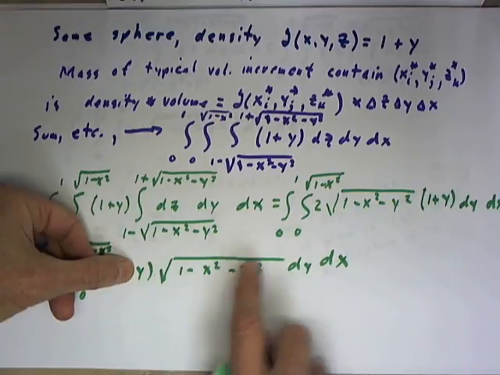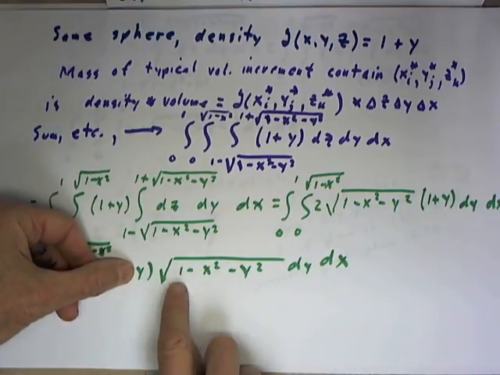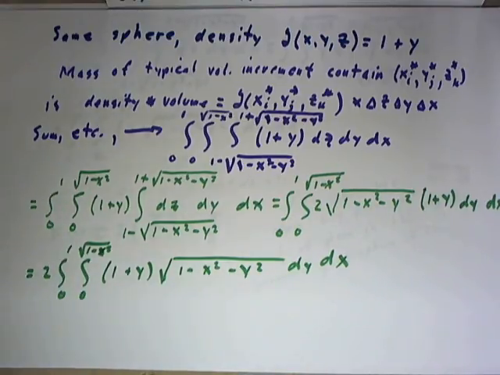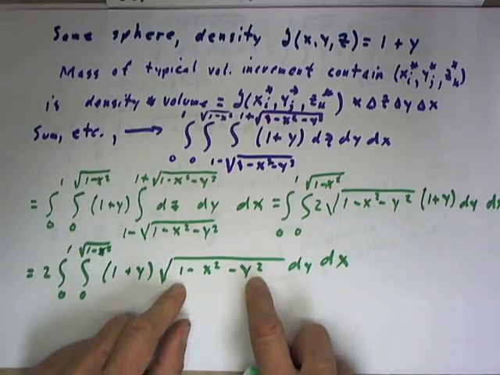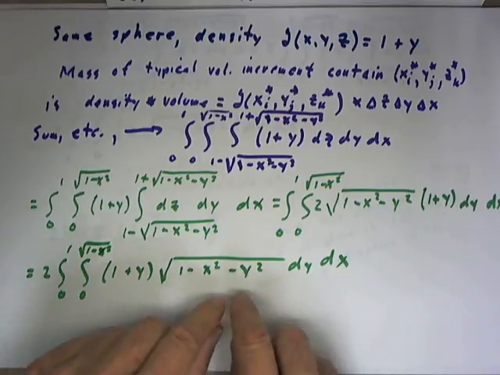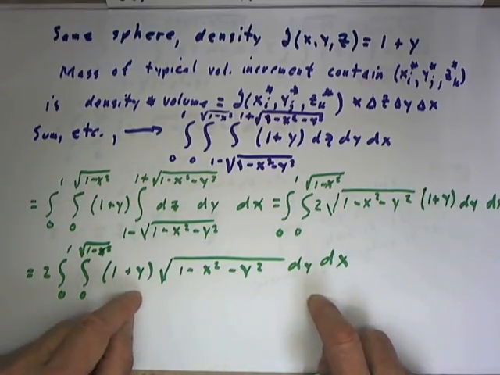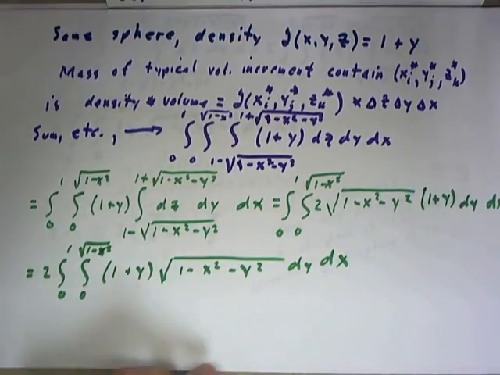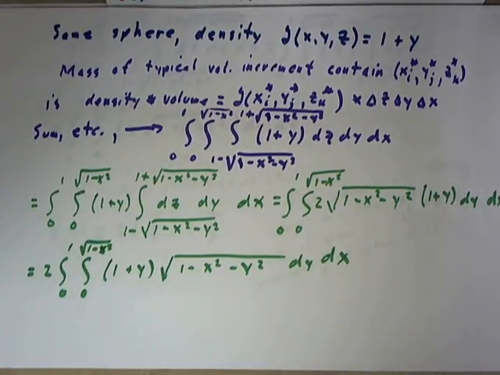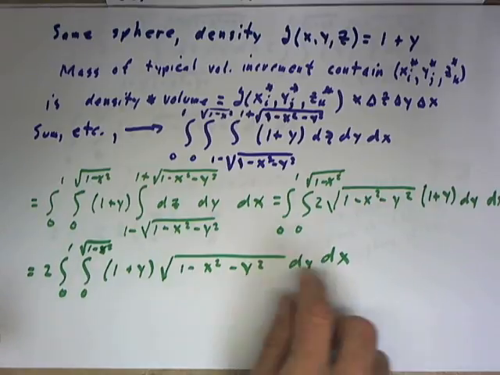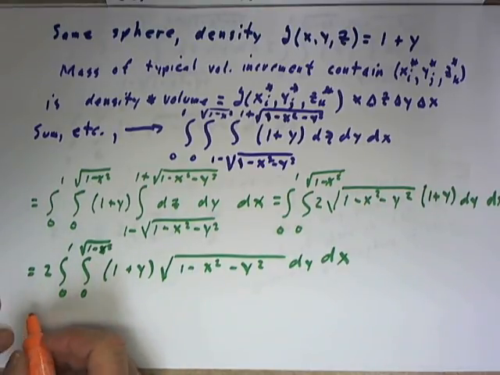Y times the square root of 1 minus x squared minus y squared is actually even easier to integrate. We'd simply let u equal 1 minus x squared minus y squared, so that our du will be negative 2y dy, and we'll have a y dy, and it's all going to work out. So let's begin that process. I'm going to break this into 2 integrals now.